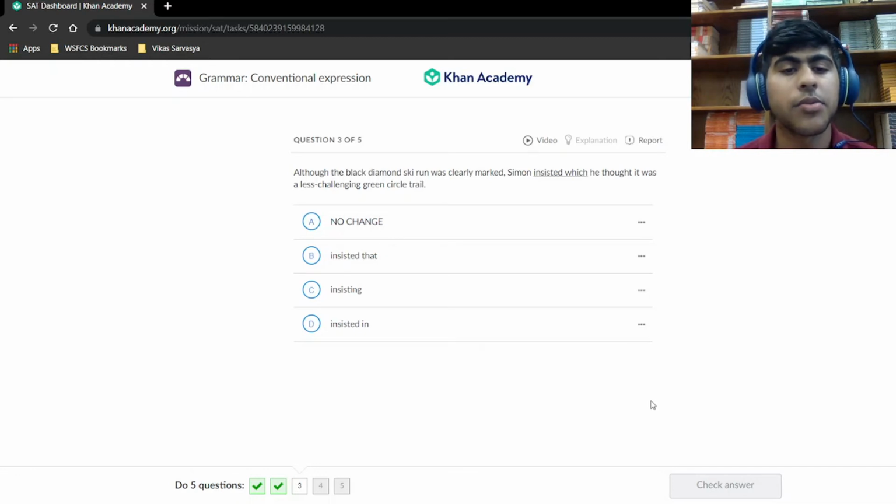We have question 3. Although the Black Diamond ski run was clearly marked, Simon insisted, which he thought it was a less challenging green circle trail. Okay, so it insisted which seems completely wrong. But let's try our other answer choices. Although the Black Diamond ski run was clearly marked, Simon insisted that he thought it was a less challenging green circle trail. That seems to work. Let's keep trying our other answer choices.